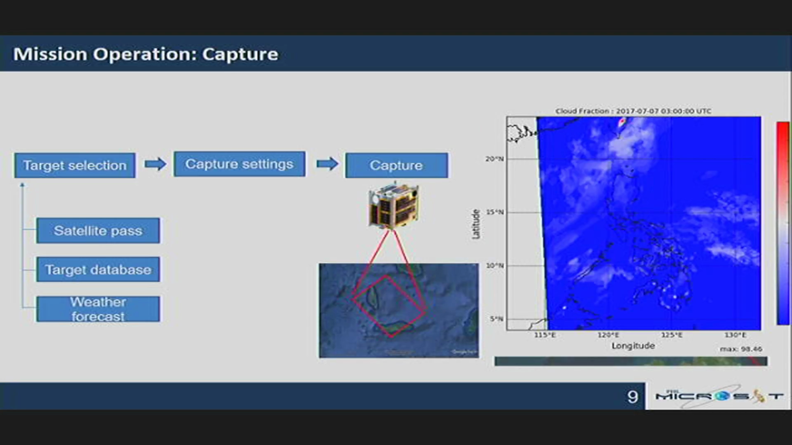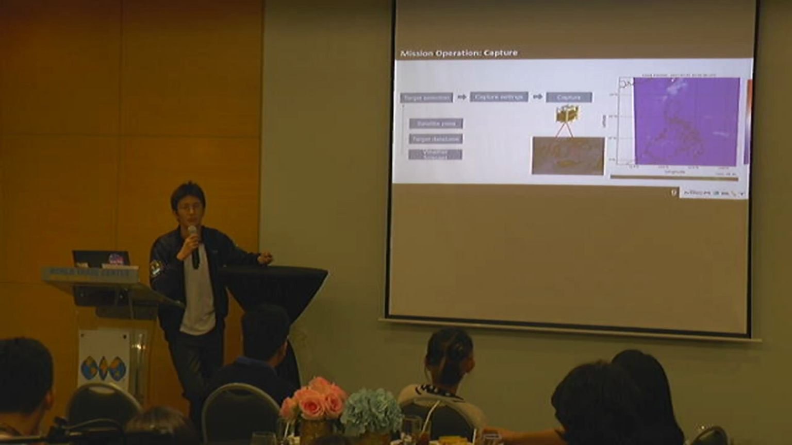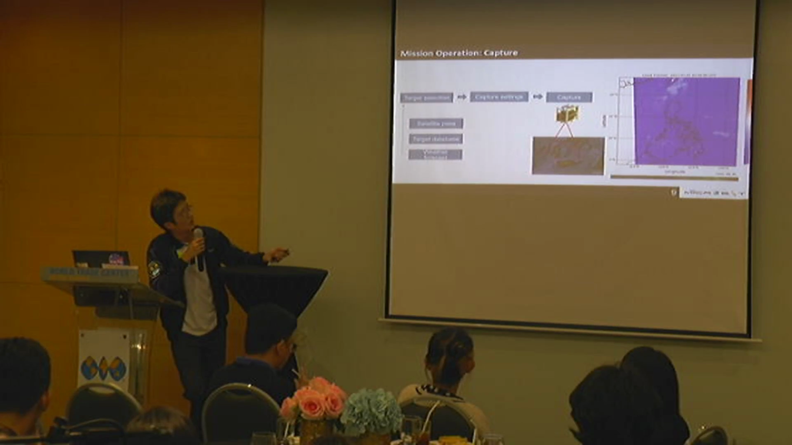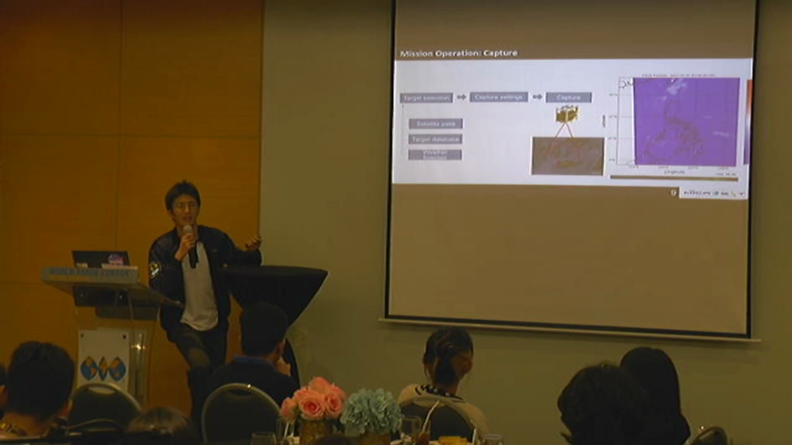So Diwata is actually an optical satellite. So normally we don't want clouds when we're taking images because clouds obstruct the view from the ground. So we always check the weather forecast to determine which areas are actually cloud-free. Although sometimes we take images of clouds depending on what we actually want to see. Okay, so once we know this, based on these criteria, we can determine what we want to take an image of, what location.